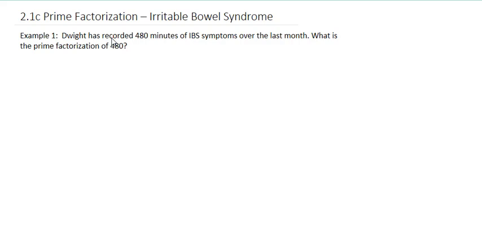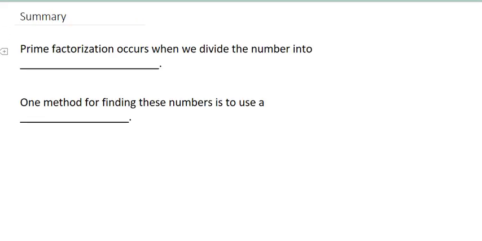So, let's go over what prime factorization is. Prime factorization occurs when we divide the number into all prime numbers. It is something that we have done in the previous lessons, but we did not use the fancy term of prime factorization. One method for finding these numbers is to use a factor tree.